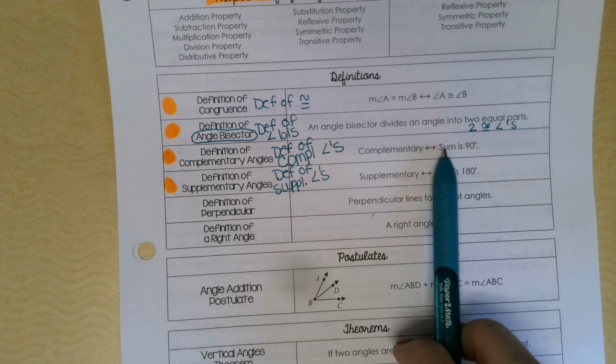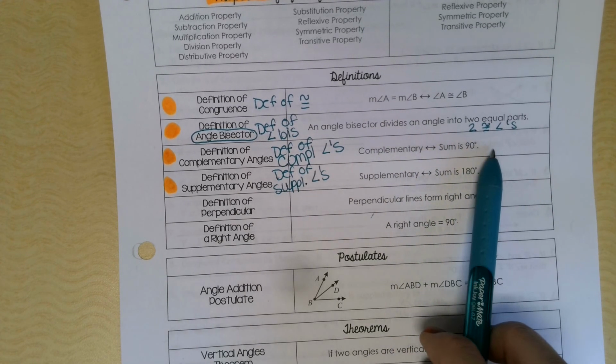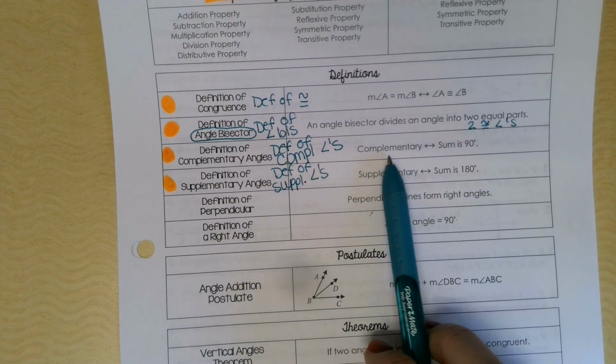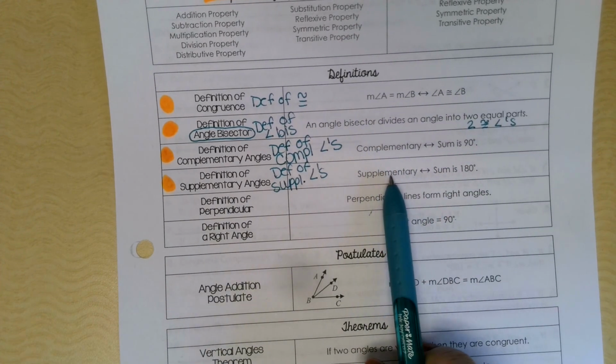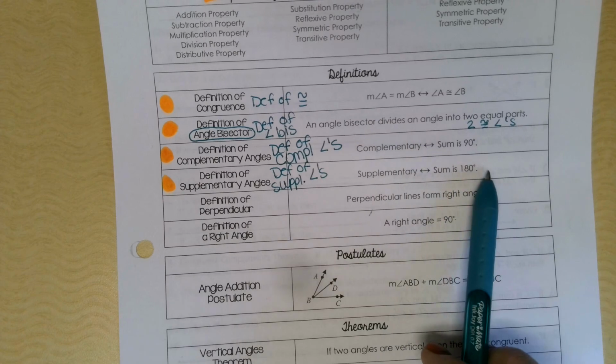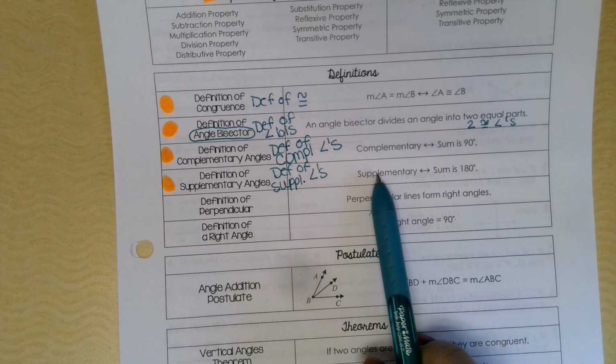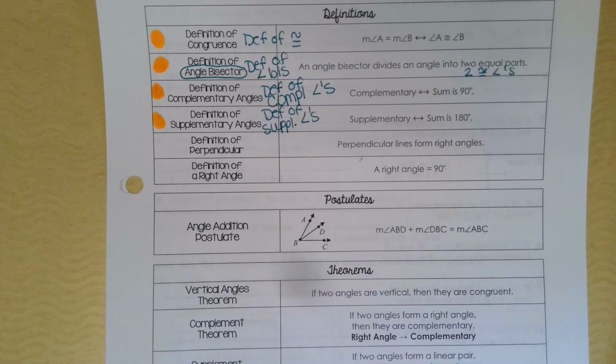So I want you to notice again, it's biconditional. Complementary angles make two angles that add to 90. Two angles that add to 90 are called complementary, so it can go backwards and forwards. And then supplementary, same thing, two angles that add to 180, or if I have two angles that add to 180, they're called supplementary.